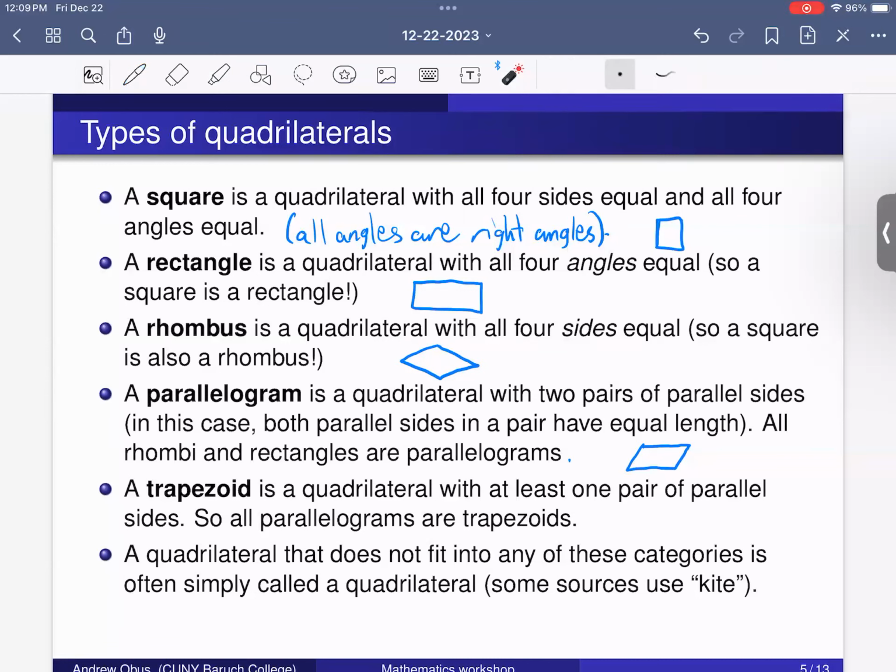And then we have trapezoid, which is a little controversial. Different people have different definitions here, but I prefer this definition, which is a quadrilateral with at least one pair of parallel sides. Some people will say a trapezoid has exactly one pair of parallel sides.